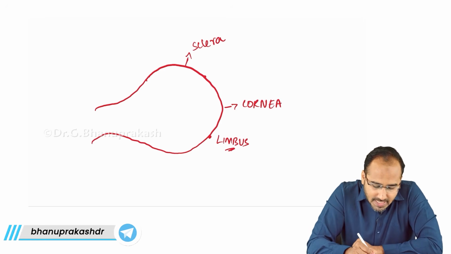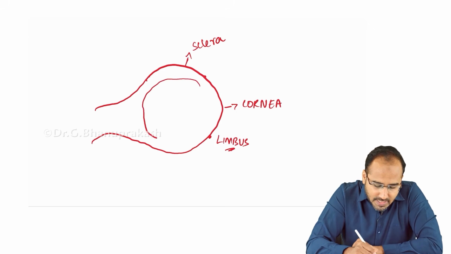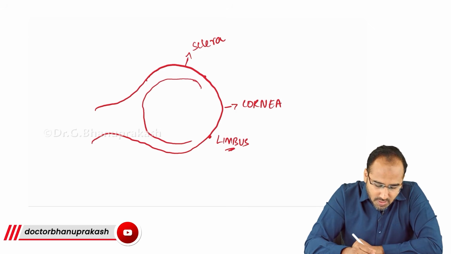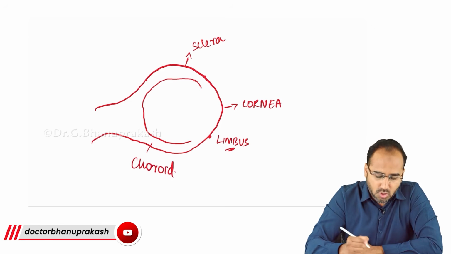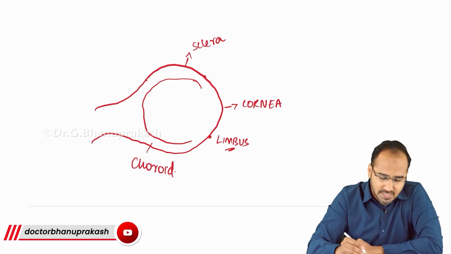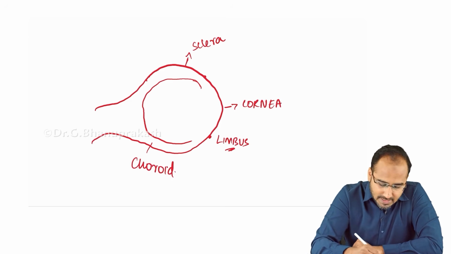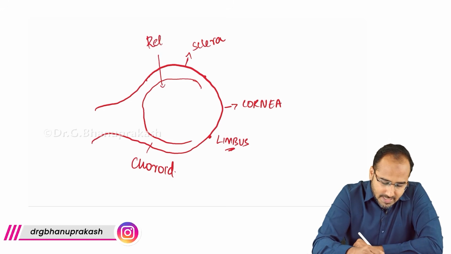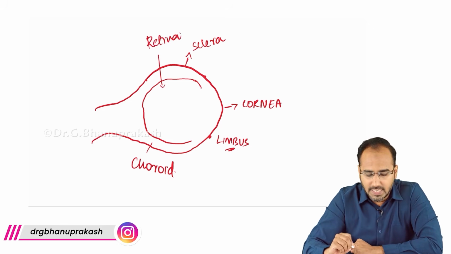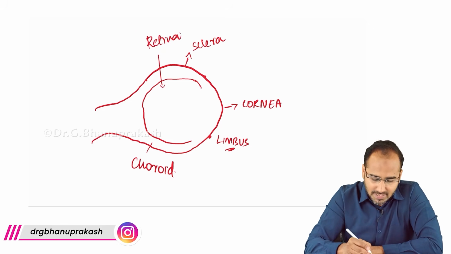Now coming to the second layer of the eye. The second layer of the eye is called the choroid. Coming to the third layer of the eye, the third and innermost layer of the eye is called the retina.